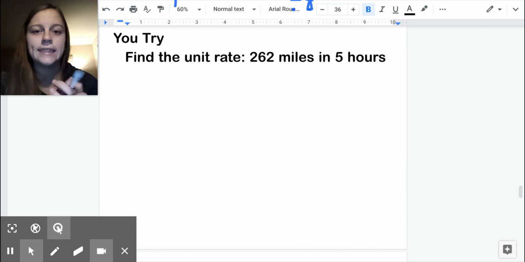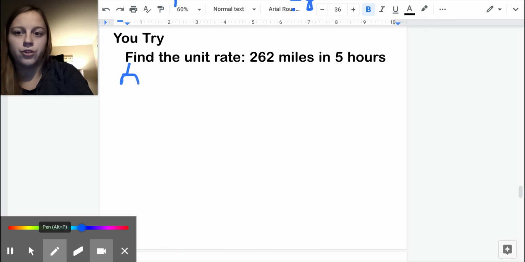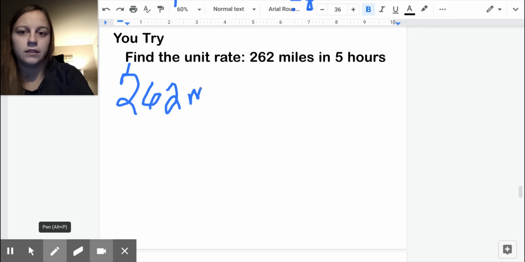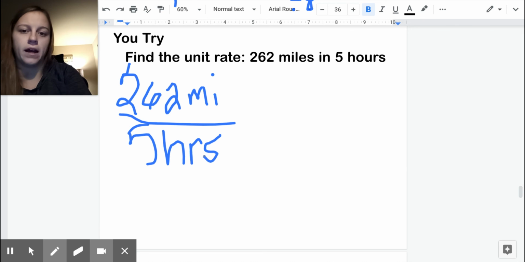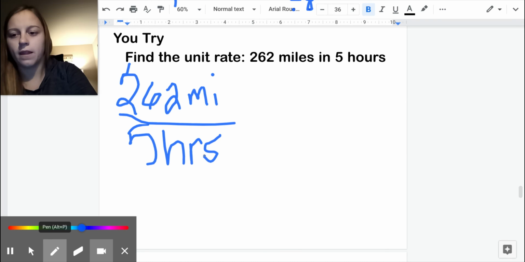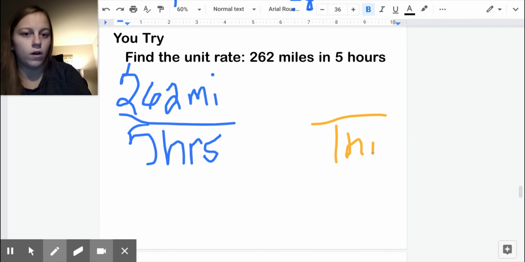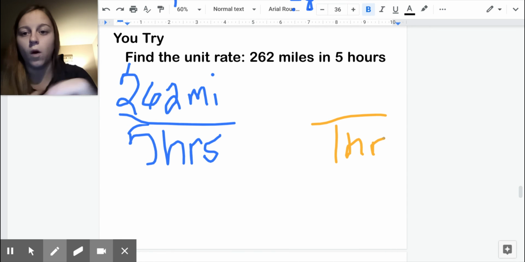All right, so here it's asking, and we can write this as a rate, 262 miles in 5 hours. I'm just going to abbreviate miles and hours, and you can do that too, as long as you and I both know what you're talking about when you abbreviate. We are trying to figure out how far they went in 1 hour. So if they traveled 262 miles in 5 hours, how far in 1 hour?